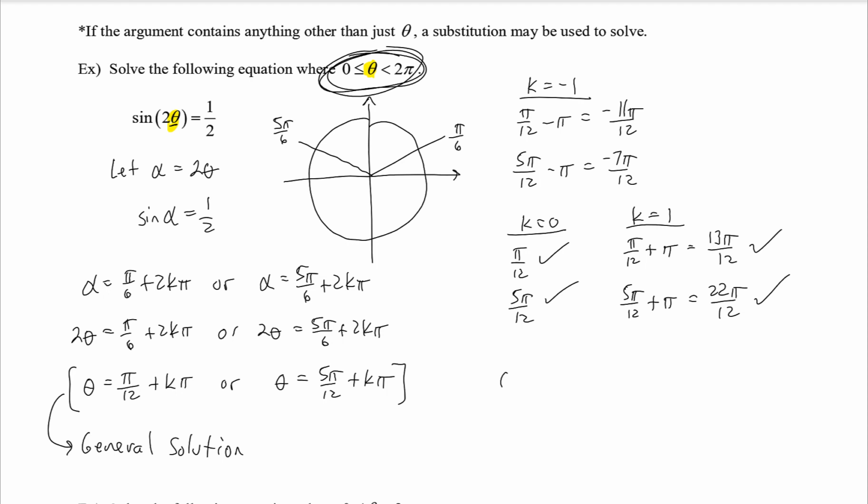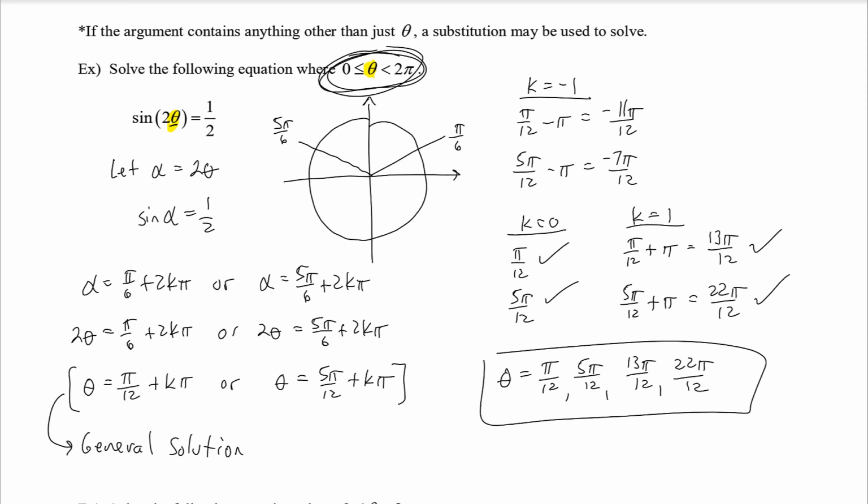So it turns out there are 4 answers. I wanted pi over 12. I wanted 5 pi over 12. I wanted 13 pi over 12. And I wanted 17 pi over 12. Those are my 4 answers. There are 4 answers between 0 and 2 pi for that theta variable. And I got them. Got all 4 of them. And it wasn't too bad.